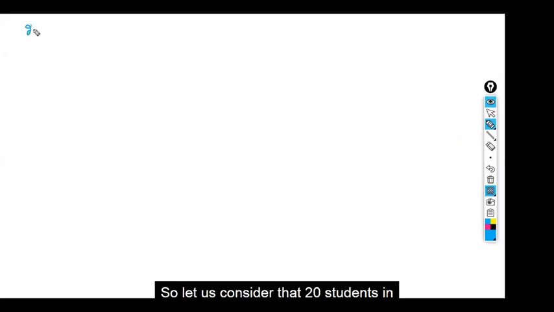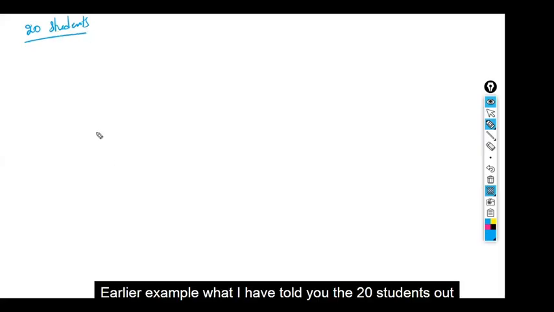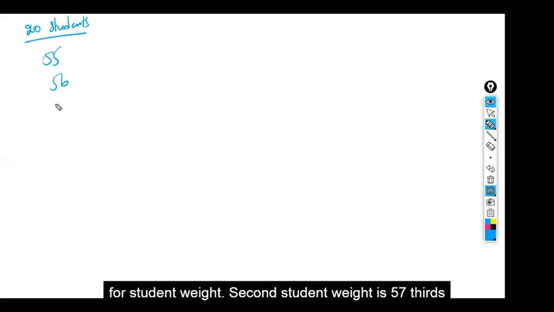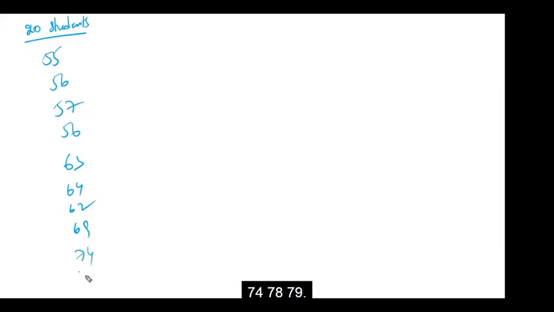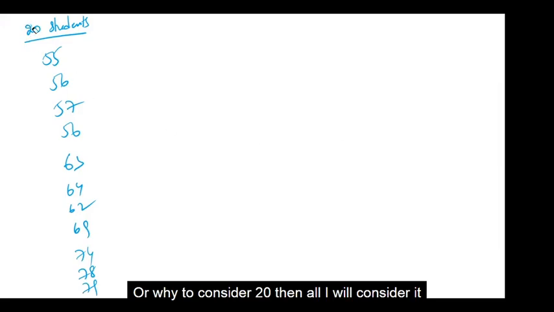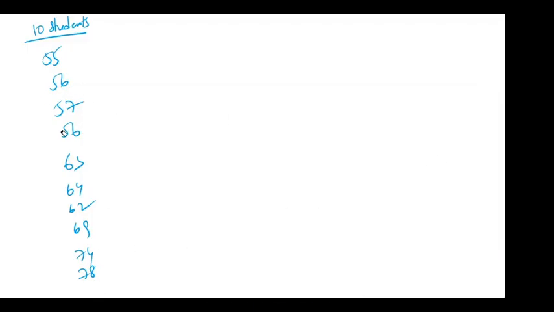So let us consider there are 20 students in my class. In the earlier example, what I told you, the 20 students, out of which the first student's weight is 55. Second student weight is 57. Third student weight is 57. Fifth one is 56, 63, 64, 62, 69, 74, 78, 79. Why consider 20? I will consider only 10. Is it mandatory to have 20? No. Stop here.